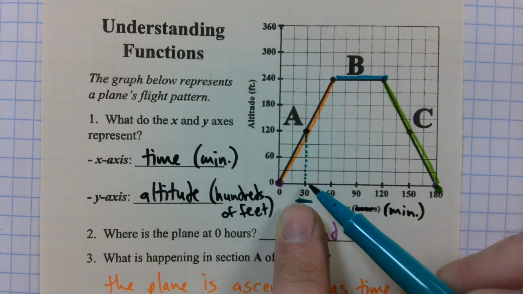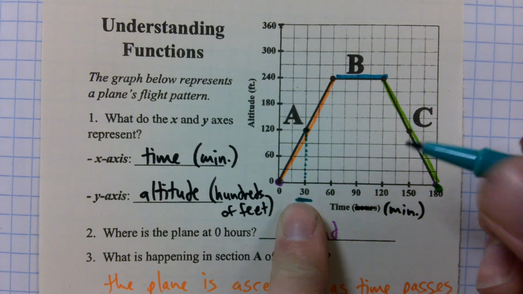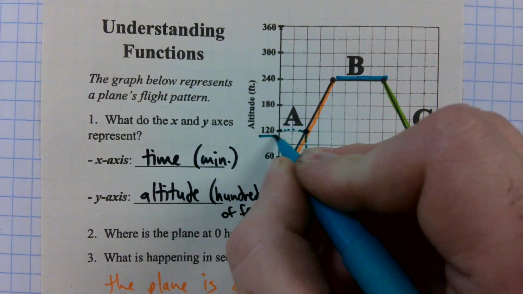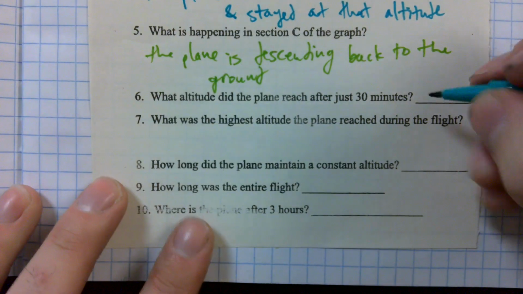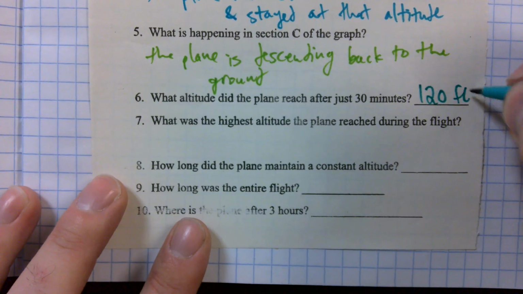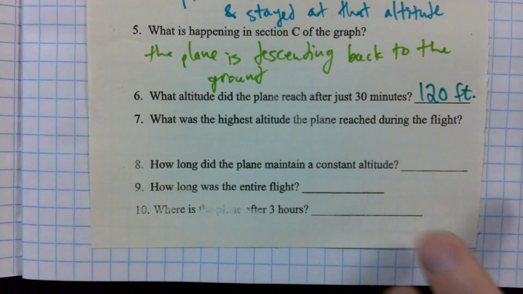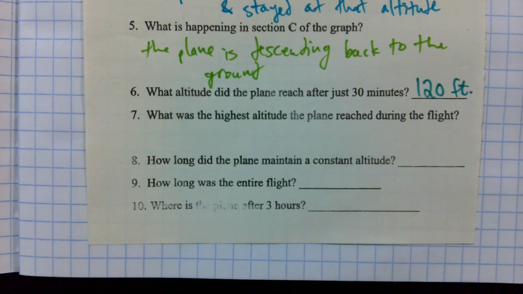So we go to 30 minutes, we look up, we hit that line, then where do we look? To the left, to the y-axis. Where do we hit on the y-axis? 120. So yes, I know the plane is much higher than 120 feet. We're just going to say 120 feet, okay? Because that's what the graph says. And yes, I messed up the graph. I'm sorry. It's fine. 120 feet. This is just practice understanding the graph. This is really basic math.